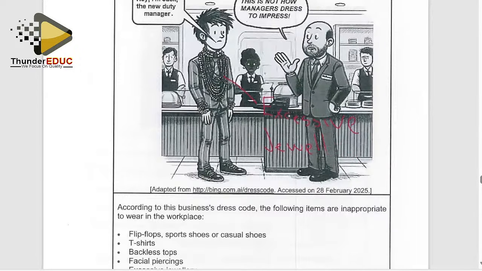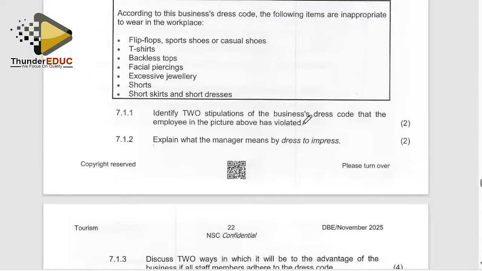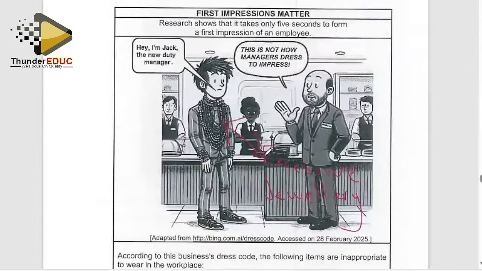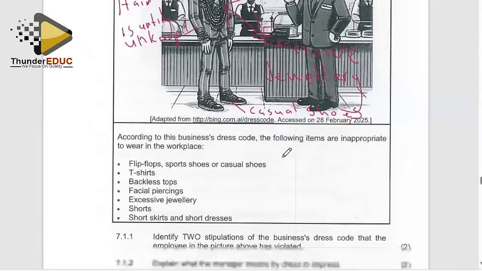If you look in the pictures, there is too much jewelry, more than enough. There is excessive jewelry here. Then in addition to that, we also have casual shoes. Then in addition to casual shoes, what else can we say? We can also look at even the hair, which is untidy, unkept. So those are some of those things.